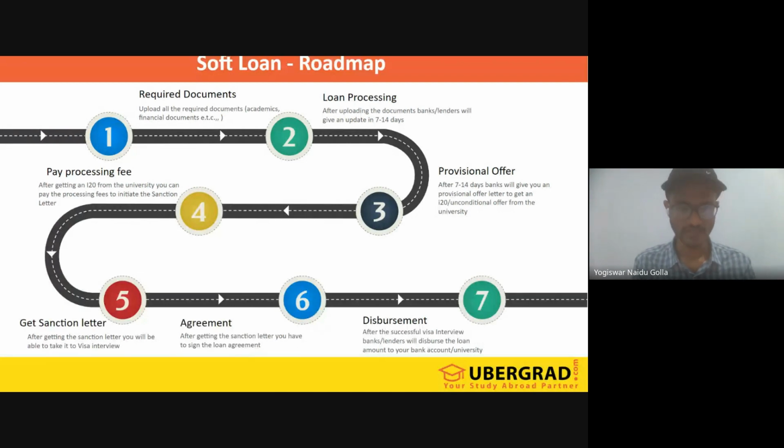As I said, in the fifth step, after getting the loan sanction, you can take that sanction letter to your visa interview. Before that, you have to sign the agreement that this loan has been sanctioned. Based upon that, you can take it to the visa interview. After the visa interview is successful, you can send your visa acceptance to the bank, and based upon that, banks will disburse to your bank account or the university bank account, depending on what is suitable for you.